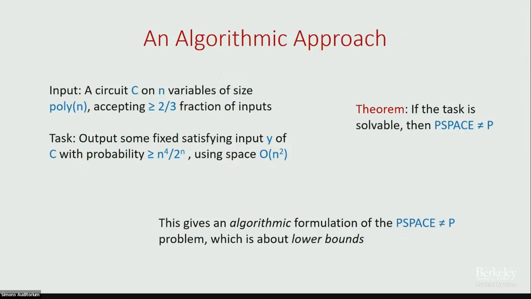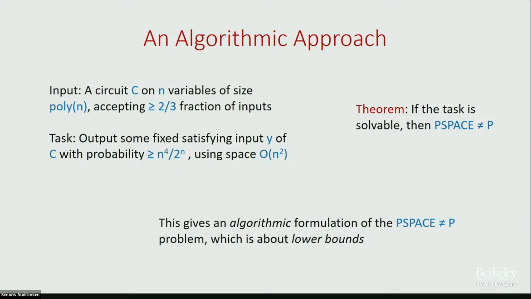Here's a computational task that I give you. You're given as input a circuit C on n variables. The circuit is of polynomial size. It accepts at least a 2/3 fraction of its inputs. And your task is just to output some satisfying input of C, some fixed input y of C that satisfies C, with probability just slightly over 1 over 2 to the n, say n to the power 4 over 2 to the n. And you're allowed to use space, say quadratic, or some fixed polynomial space. It's a randomized algorithm, right?